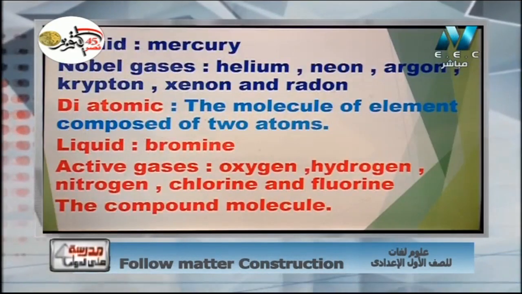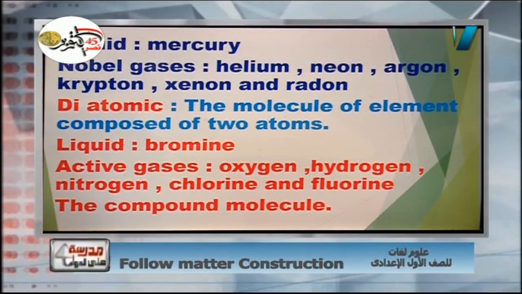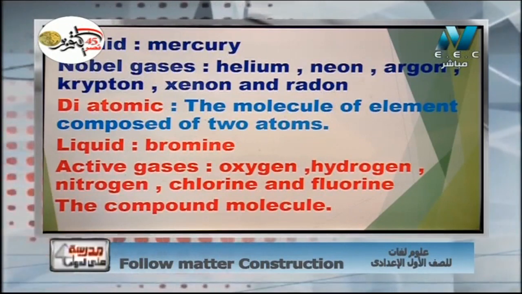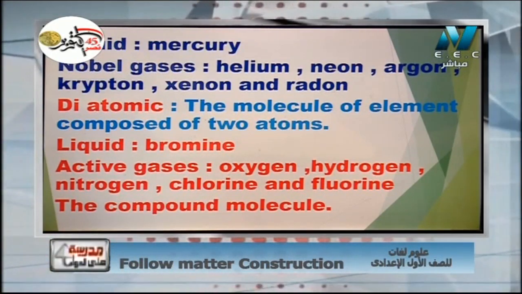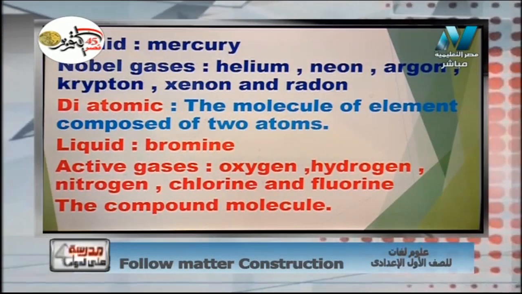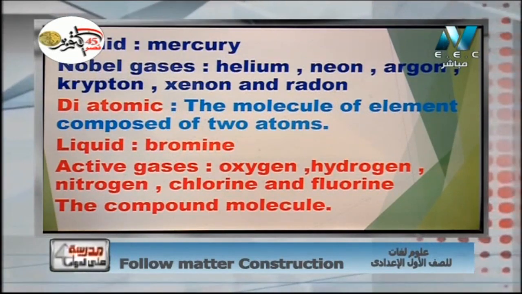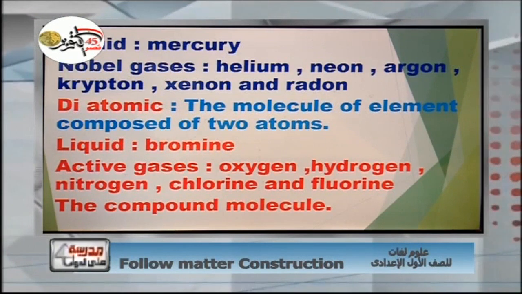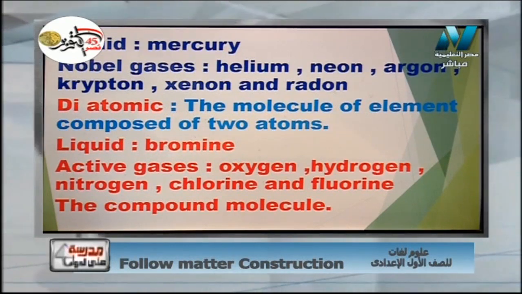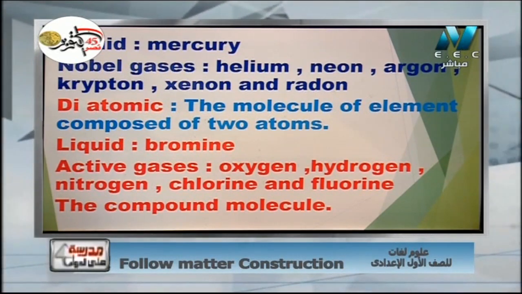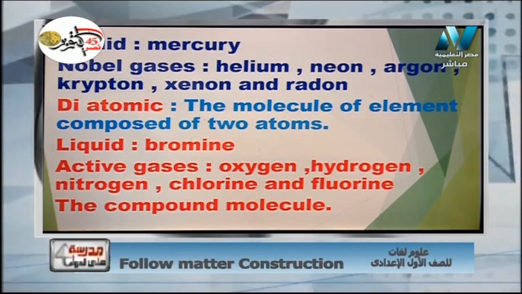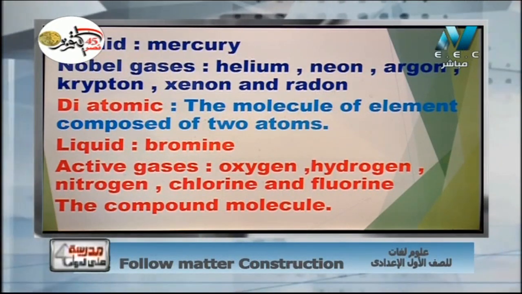We have some examples of diatomic molecules of element. We have the liquid bromine. Do you remember what bromine is? We studied in primary 4 that we have 2 liquid elements. The first is mercury, which is a metal, and the second is bromine, which is a liquid non-metal. So the liquid metal mercury has a molecule of just one atom, while the liquid non-metal bromine has a molecule of 2 atoms.